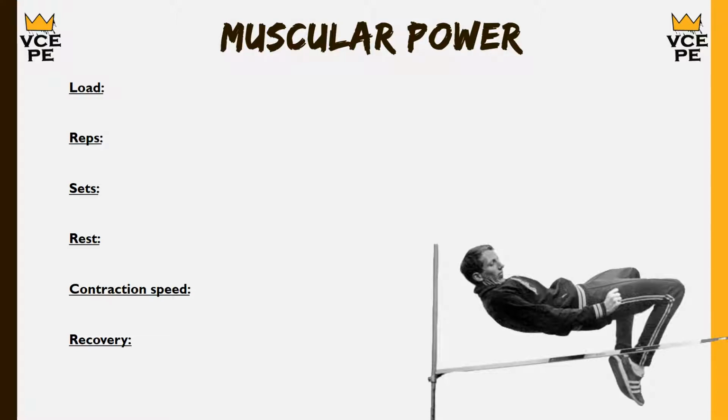So the second image, this one's probably going to be the hardest one for you. Obviously a high jumper, so check that one out. And obviously muscular power is very important for a high jumper because they do need to have that explosive power to get off the ground.